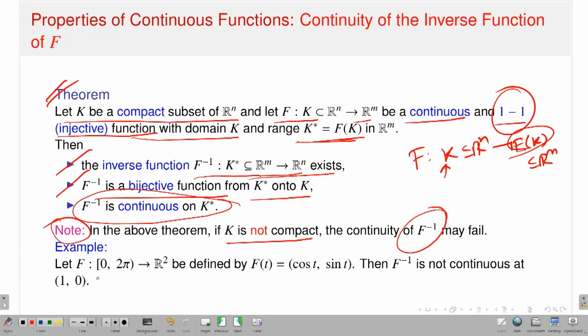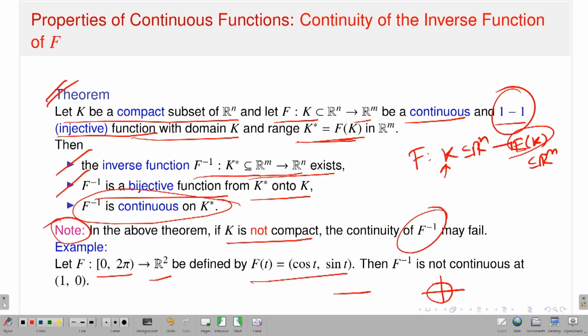So this is a very nice example. For example, consider the function capital F from the interval [0, 2 pi) to R2. This is my R and this is R2. If you draw a picture, it is actually a circle. This is a nice function from the half-open interval [0, 2 pi) to R2, and this function is continuous.